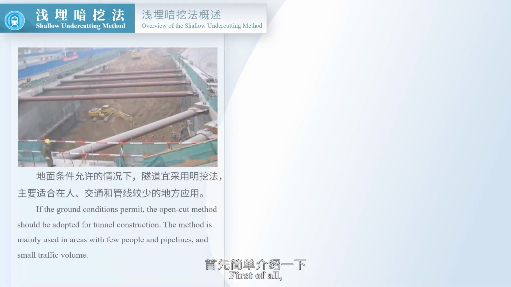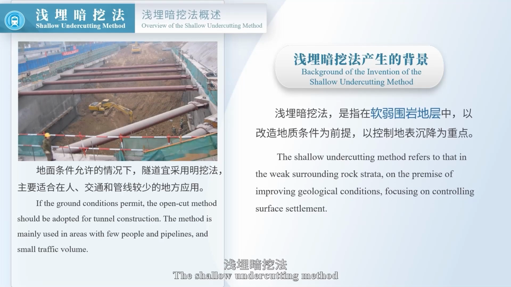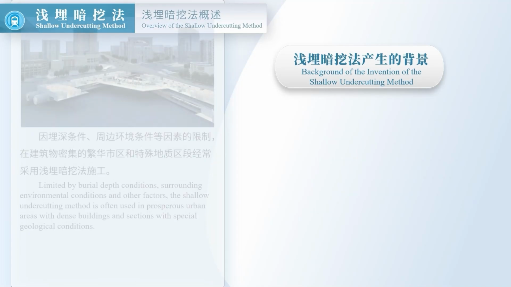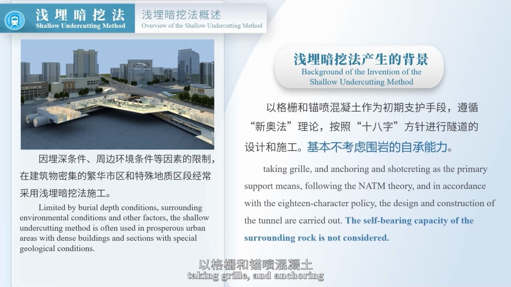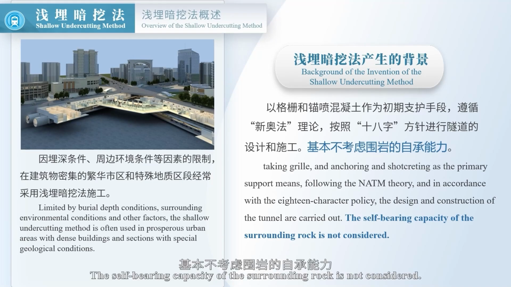First of all, let's take a brief look at the shallow undercutting method. The shallow undercutting method refers to that in the weak surrounding rock strata, on the premise of improving geological conditions, focusing on controlling surface settlement, taking grill and anchoring, and shotcreting as the primary support means, following the NATM theory, and in accordance with the 18-character policy, the design and construction of the tunnel are carried out. The self-bearing capacity of the surrounding rock is not considered.